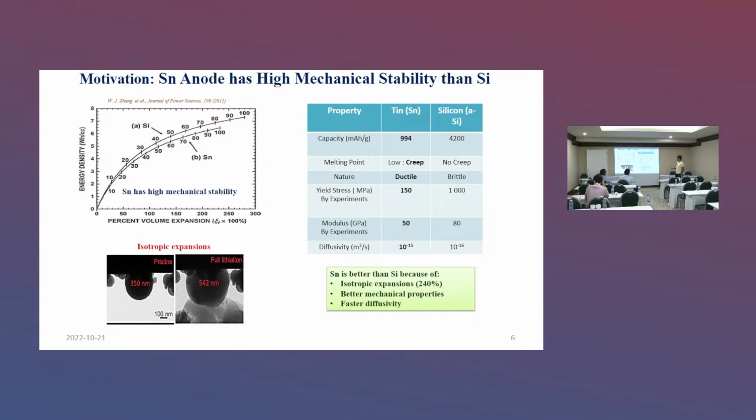If you compare their modulus values, a lower Young's modulus means lower lithiation-induced stresses or strain, and you can see the expected value is lower for tin. And lithium ion diffusivity, because the ions have to diffuse at a faster pace, is higher for the tin case.